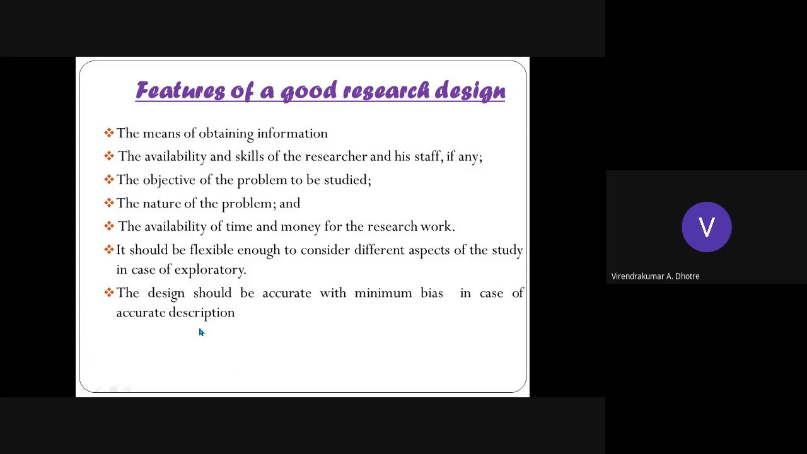A good research design has the ability to obtain the information. So a good research design has one feature: it should allow you to obtain information. You should collect more and more information, and when you are doing some processes, you should obtain the processed information.